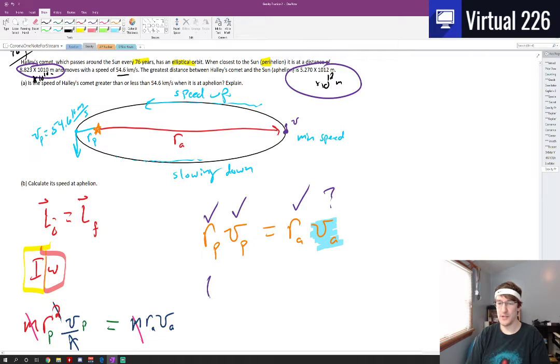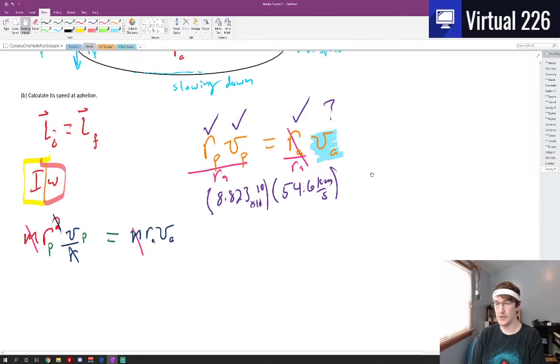So let's just write this out real quick. 8.823 times 10 to the 10th times the velocity, and I'm just going to get my final answer in kilometers per second. I'm just going to leave it in kilometers, so my answer will be in kilometers. That will be 54.6 kilometers per second. And then maybe I see this above. I'm just going to divide each side by RA.